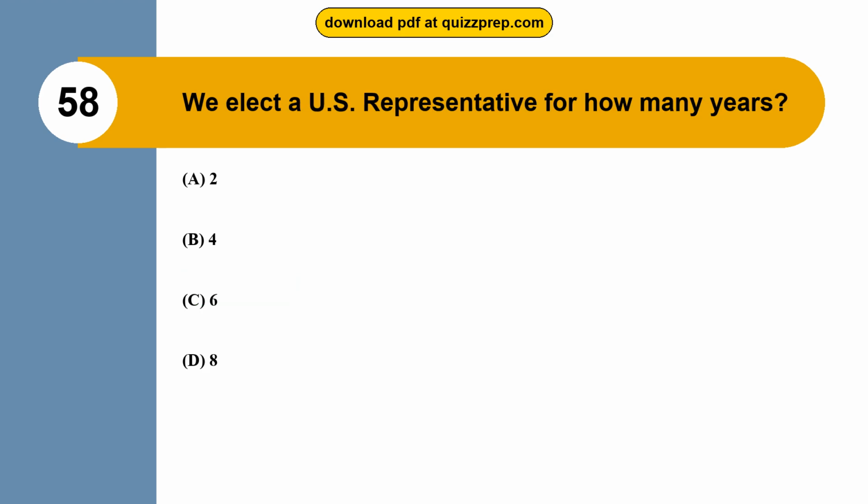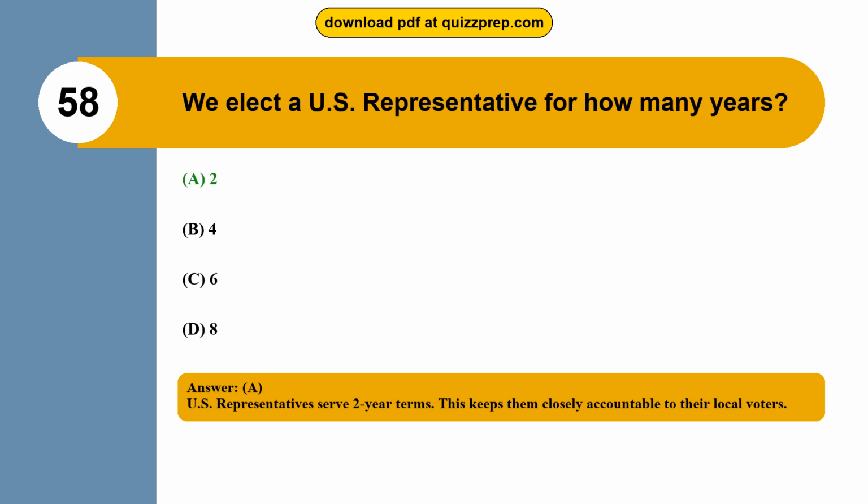Question 58. We elect a U.S. representative for how many years? Option A. 2. Option B. 4. Option C. 6. Option D. 8. The correct answer is option A. 2. U.S. representatives serve 2-year terms. This keeps them closely accountable to their local voters.